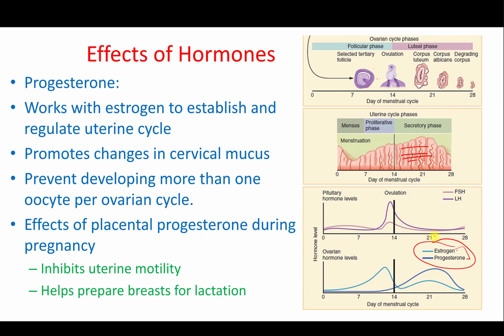Progesterone also will reduce the contraction in the uterus. Also, it will help in preparing the breast for lactation. So the breast size will become bigger during pregnancy and toward the end of the pregnancy because of the effects of the progesterone.